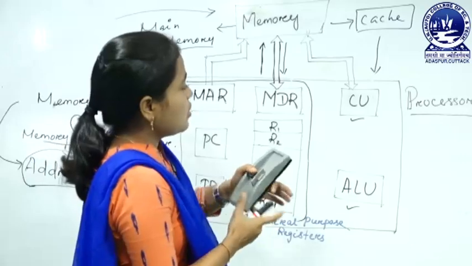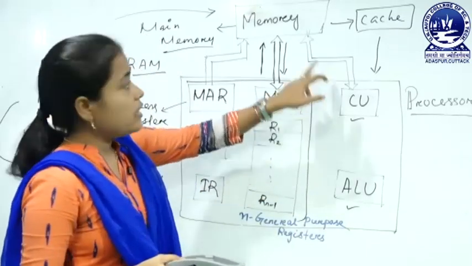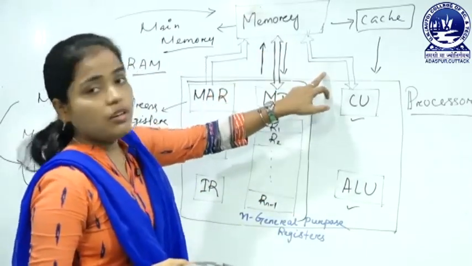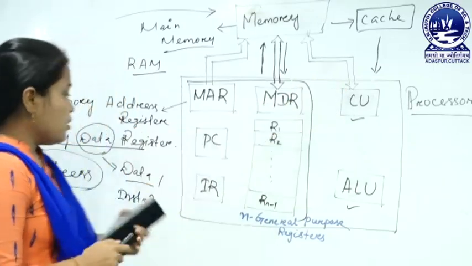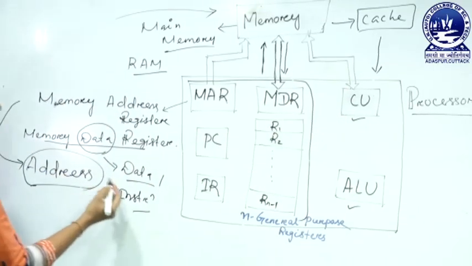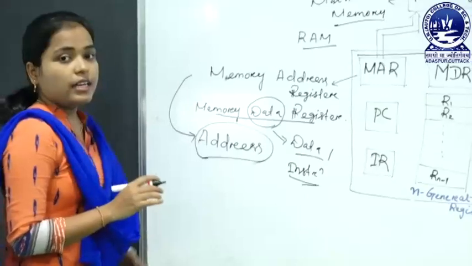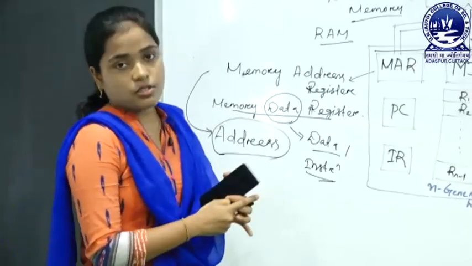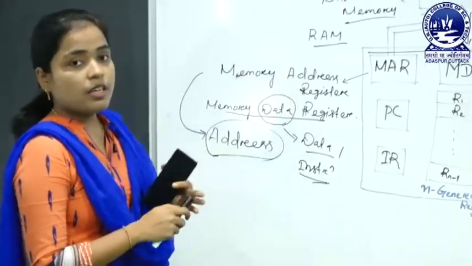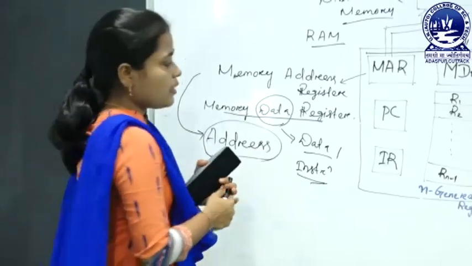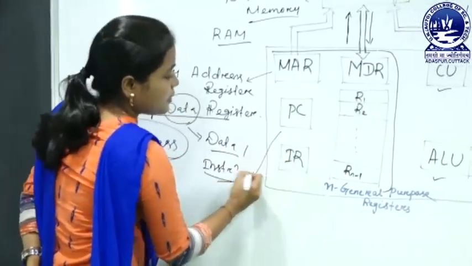And the connection between the control unit and the memory is also unidirectional. So the memory data register will contain the data, information or instruction either from the memory or to the memory.